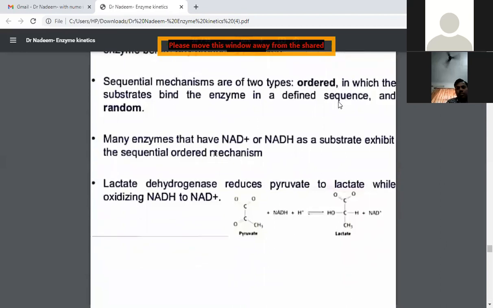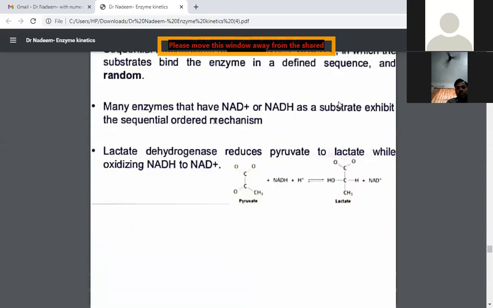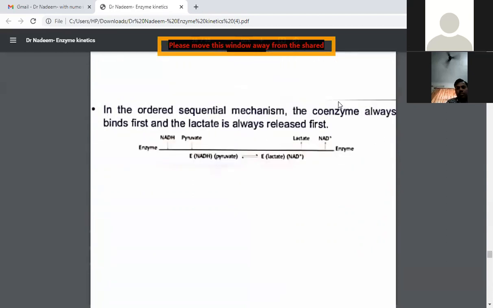All the enzymes that utilize this NAD plus or NADPH, whether it is the oxidized form or reduced form, come under the order type of sequential mechanism reaction, multiple substrate reaction. Again, the whole reaction is mentioned in detail, catalyzed by LDH, lactate dehydrogenase.